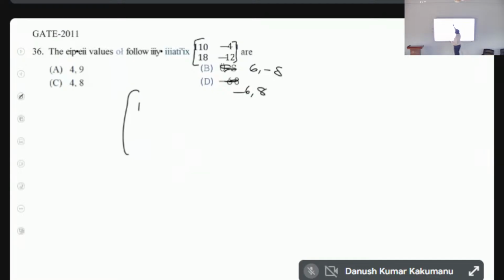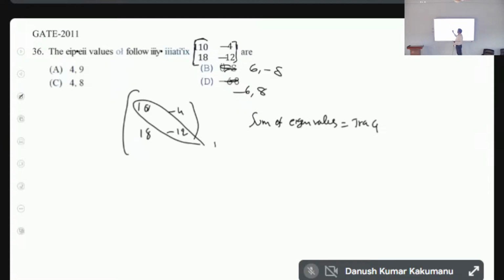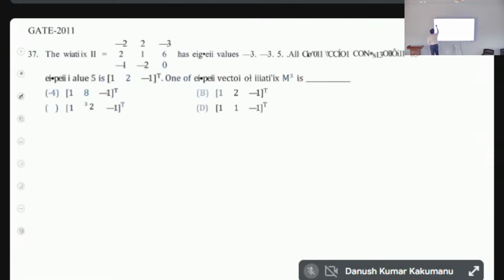First element is 10, then minus 4, 18, minus 12. What are the eigenvalues? What is the property we have to use? The sum of the eigenvalues is equal to the trace. What is the trace of this? The trace is minus 2. Which sum is minus 2? 6 comma minus 8 is the answer, straight away. No need to do anything. 6 comma minus 8 is the correct answer. Clear? The last one is clear.